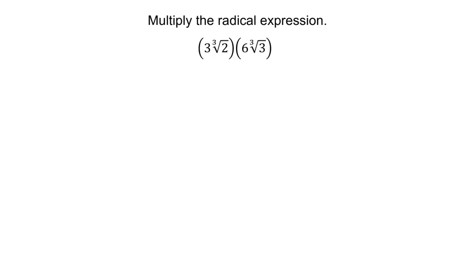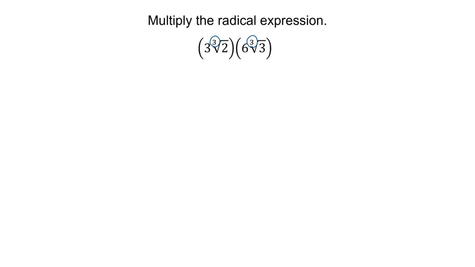In this video, we're going to multiply radical expressions with the same index. In this example, we're asked to multiply the radical expression 3 times the cube root of 2 times 6 times the cube root of 3. Now, when we're multiplying radical expressions, the first thing we need to recognize is, do we have the same indices? In this example, we do. We have a cube root times a cube root.